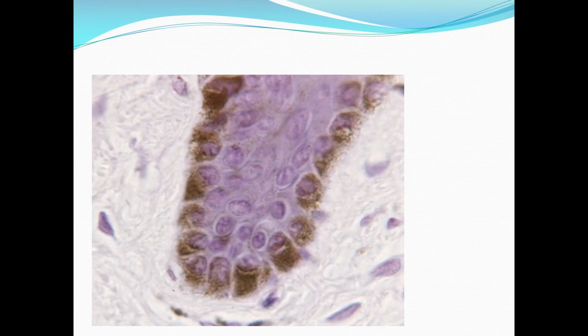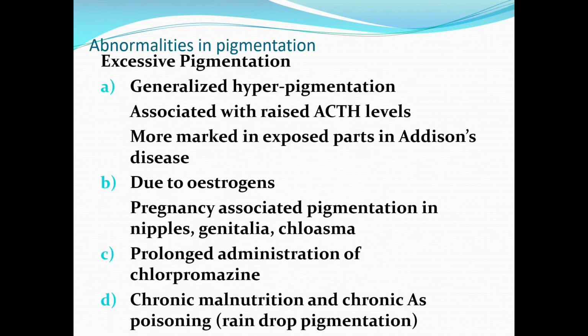This is the normal presentation of the melanin pigment. You can see a brown coloration pigment in the epithelial cell. This melanin pigment is either in the form of excess pigmentation or it can be hypopigmentation. First we discuss the excessive pigmentation.